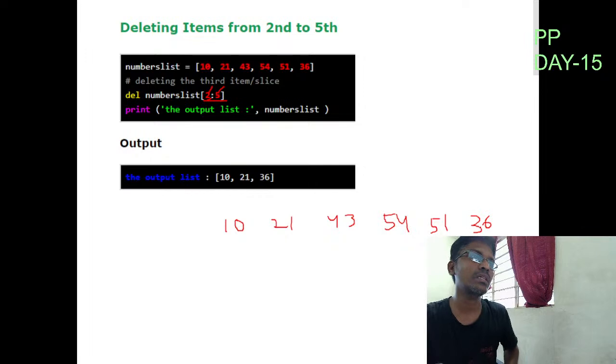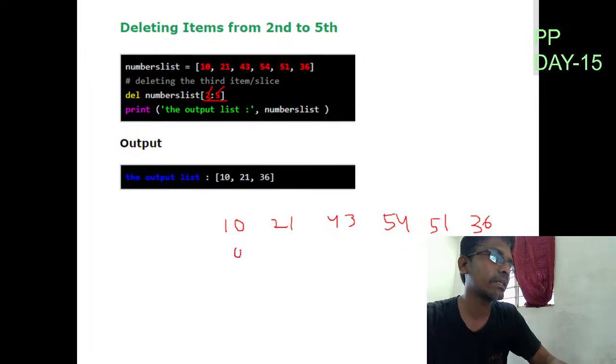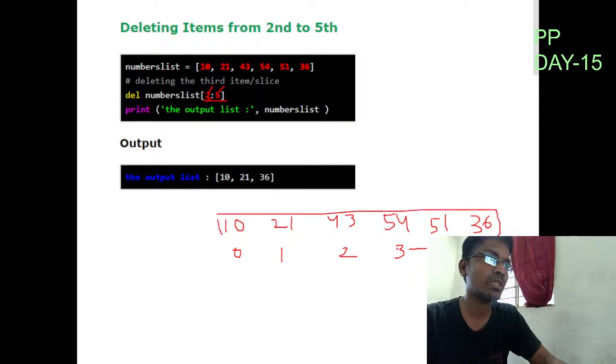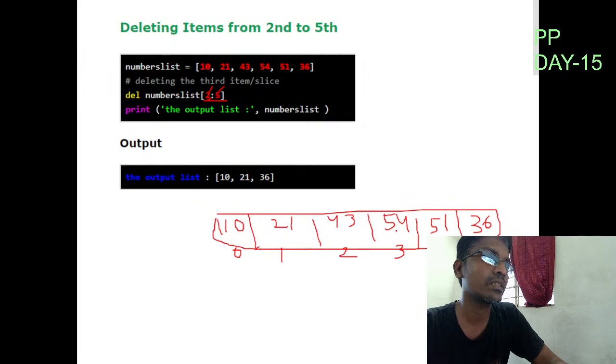So these are the elements here. At index number 0 it is 10, index number 1 is 21, index number 2 is 43, index number 3 is 54, index number 4 is 51, and index number 5 is 36. So for example, I want to store the given elements into an array like this: 0 index 10, first index 21, second index 43, third index 54, fourth index 51, and fifth index 36.